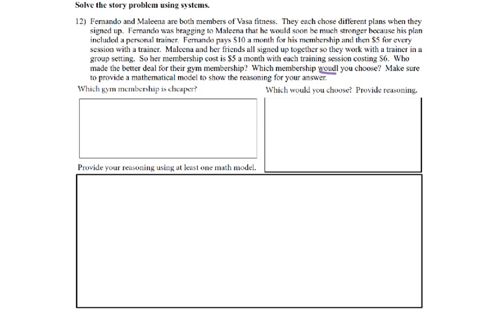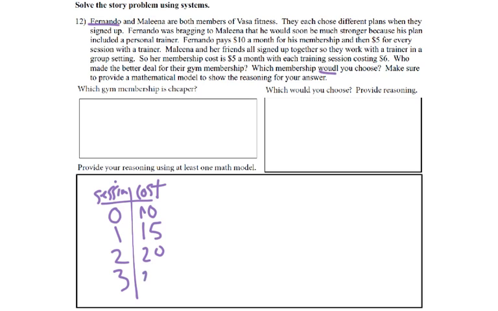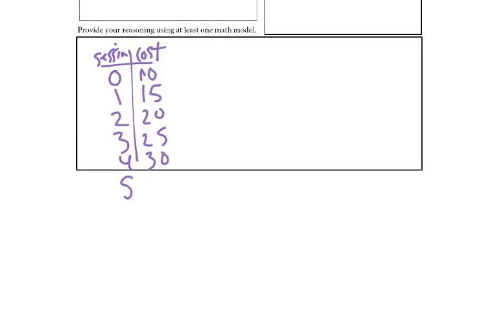The way I would start this is with a table. Okay, let's call this Fernando, purple. So really what we're judging here is the cost in a month, depending on sessions with a trainer, right? So if they just go to the gym without the trainer, Fernando pays $10 a month. If he goes once, he adds $5 to that, right? Because it's $5 for every session, so he's counting by 5s. Okay, so we could keep going: 35, 40, 45, 50. We'll stop right there for now.